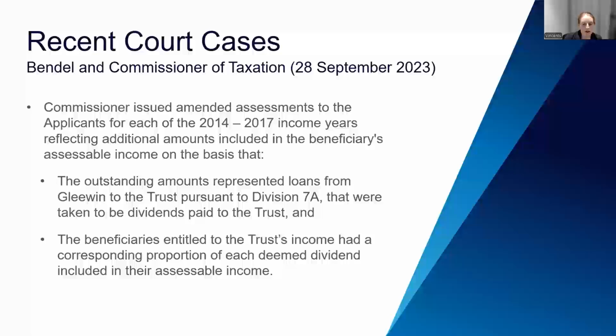So as you probably know, where you've got a loan from a company to a shareholder or an associate of a shareholder, then you need to put in a Division 7A loan agreement, and if a loan agreement isn't put in place and the amount isn't repaid, then it's deemed to be a dividend accessible to the trust. So the beneficiaries entitled to the trust's income then had a corresponding proportion of each deemed dividend included in their accessible income.